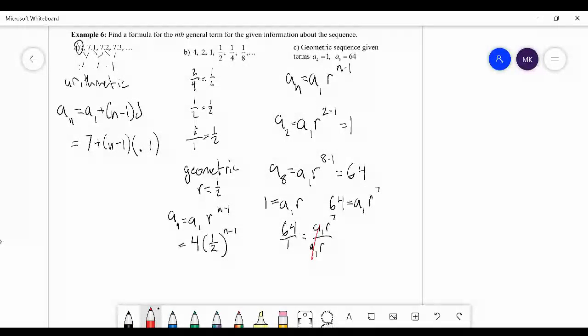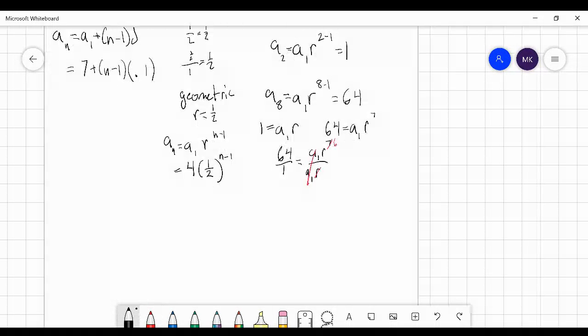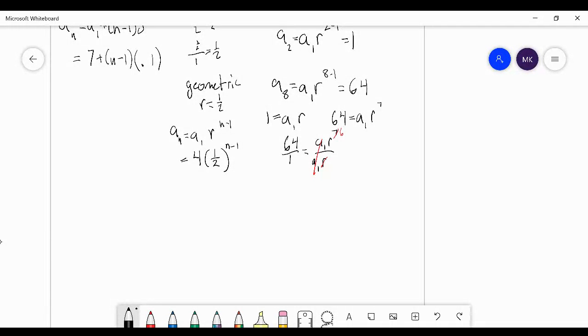So our a1s cancel. This r goes away. This 7 becomes a 6. And 64 over 1 is 64. So what we end up with is the equation 64 equals r to the 6th. Now, take the sixth root of both sides. We get r equals 2.